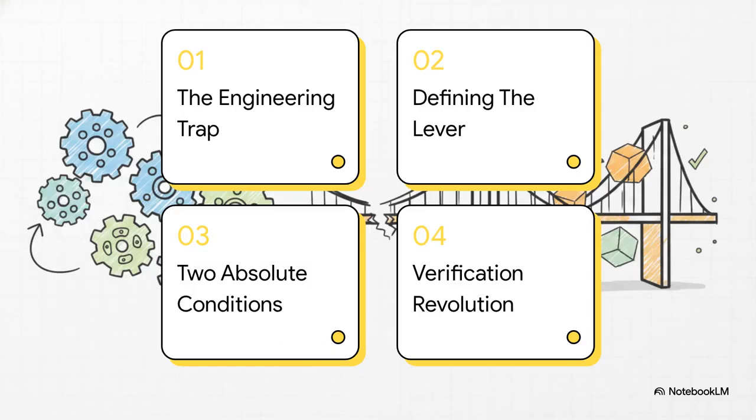So here's our roadmap for this explainer. We're going to hit four main pillars. First up, the engineering trap. Second, defining the lever. Third, the two absolute conditions. And finally, the verification revolution. We've got some incredibly dense but vital engineering concepts to demystify, so let's get right into it.